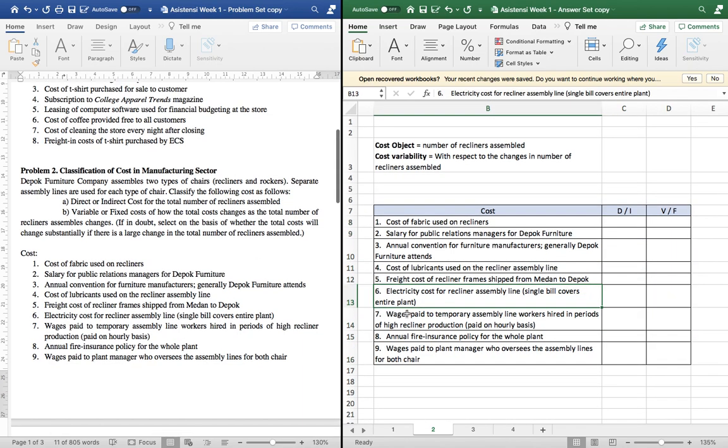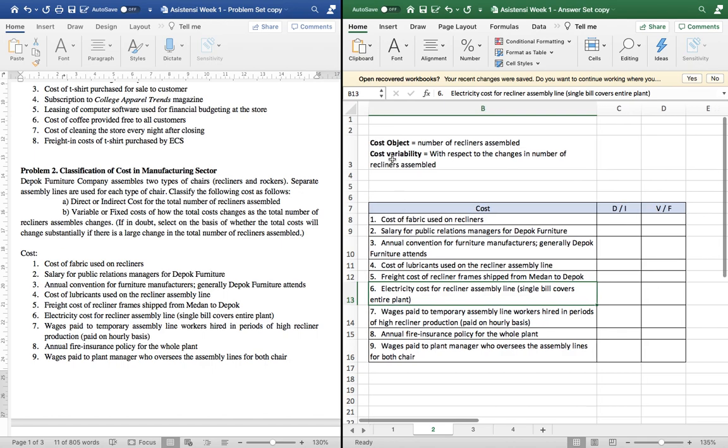So we first again start with the cost object, which is the number of recliners assembled, and the cost variability is with respect to the changes of number of recliners assembled.